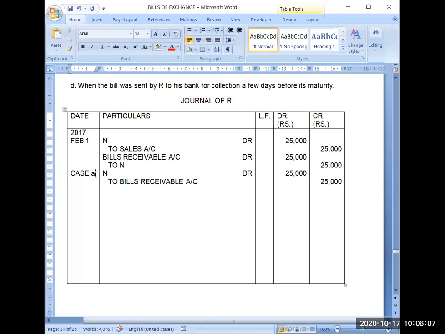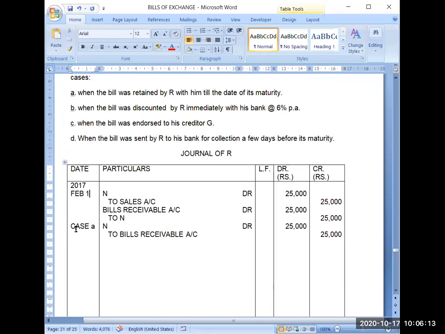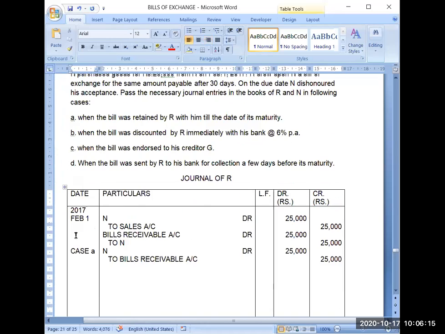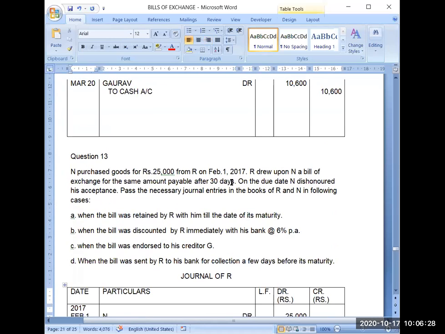So if I want to write the due date of this entry, because the bill will get dishonored on the due date only. Bill was written on Feb 1 and bill was written for 30 days. This time it is not 1 month, it is for 30 days.